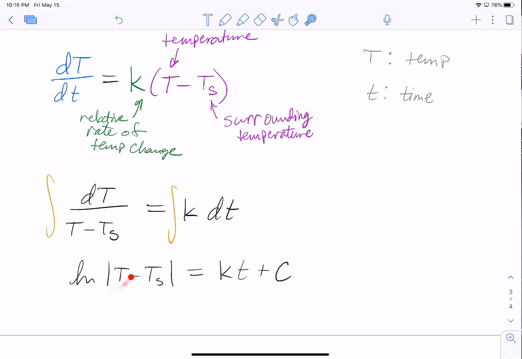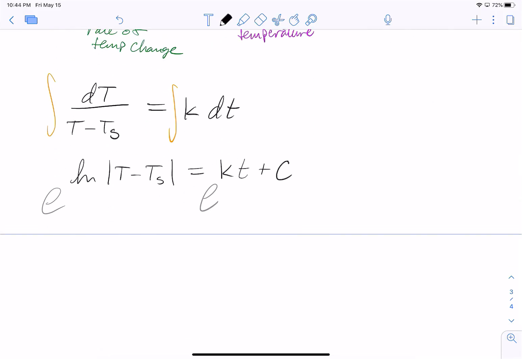We have our variable of interest T in a natural log, and so we are going to exponentiate both sides. We're going to be a little careful though. The absolute value of T minus T sub S is equal to e to the C times e to the kt, where the sum in the exponent becomes a product of e to the C and e to the kt. The careful part is I'm keeping the absolute values.